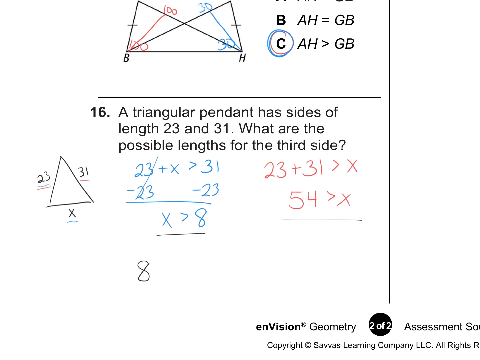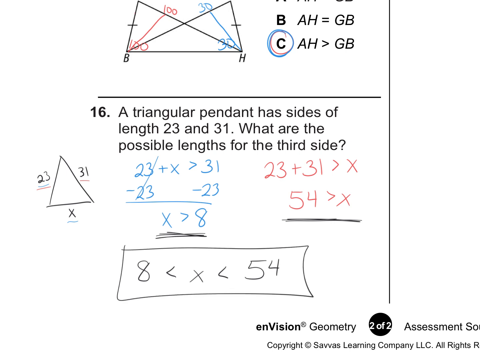Remember, here's your smaller number. Here's X. Here's your bigger number. We know X has to be greater than 8, and we know X has to be less than 54. Are these signs ever going to change direction? No, as long as you have your smaller number on the left and your bigger number on the right. So X has to be in between 8 and 54 for that triangle to be true.